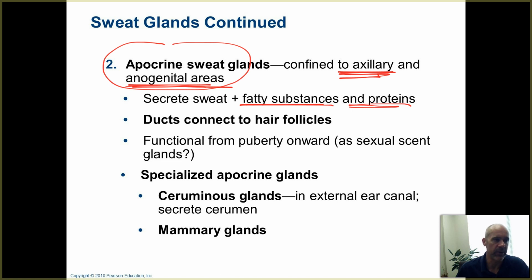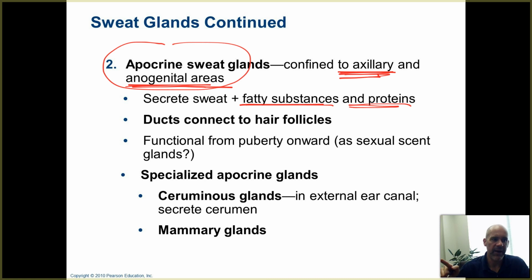These glands don't actually become active until you achieve puberty. Now, you may have heard before it's the bacteria that live in your armpits that cause armpit odor, and yes, that is true, but it's also the substances you have in the type of sweat produced by these glands that contribute to that odor as well.